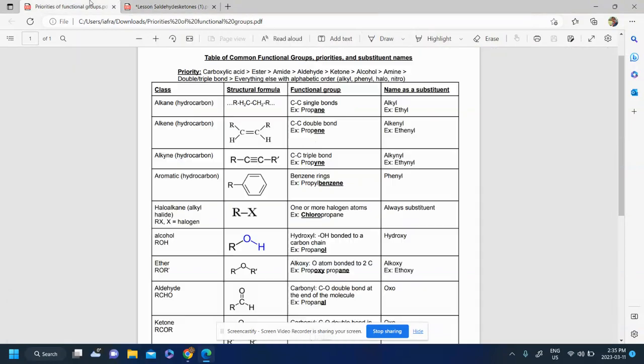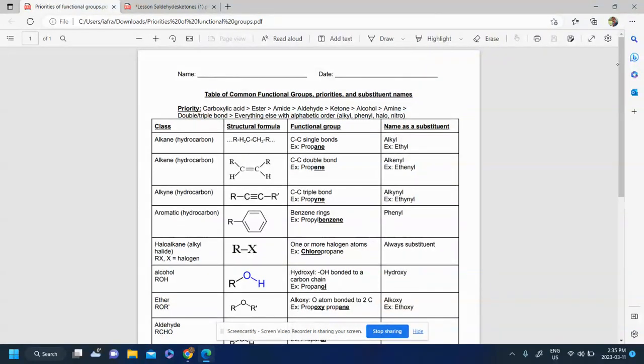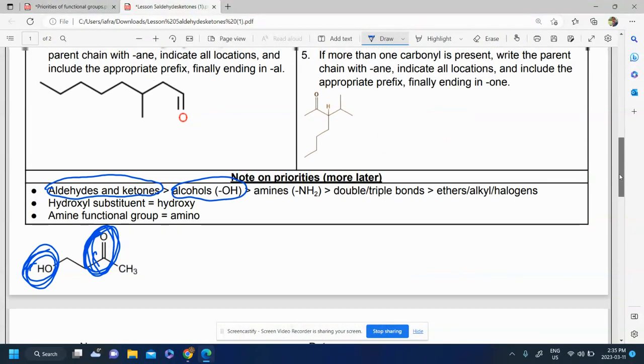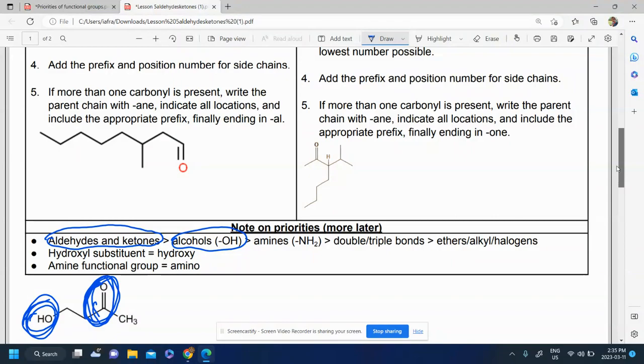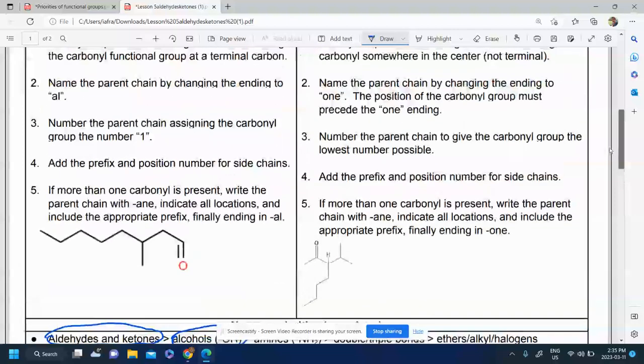The priority list can be found in your functional group table over here. So you'll notice highest priority is with the carboxylic acids, and then it goes down from there with aldehydes being slightly above ketones, followed by alcohols, amines, double and triple bonds, and then everything else after that in alphabetical order. So far, this will be our highest priority functional group that we're dealing with, because it's higher than alcohols. So let's go over some of the rules together.